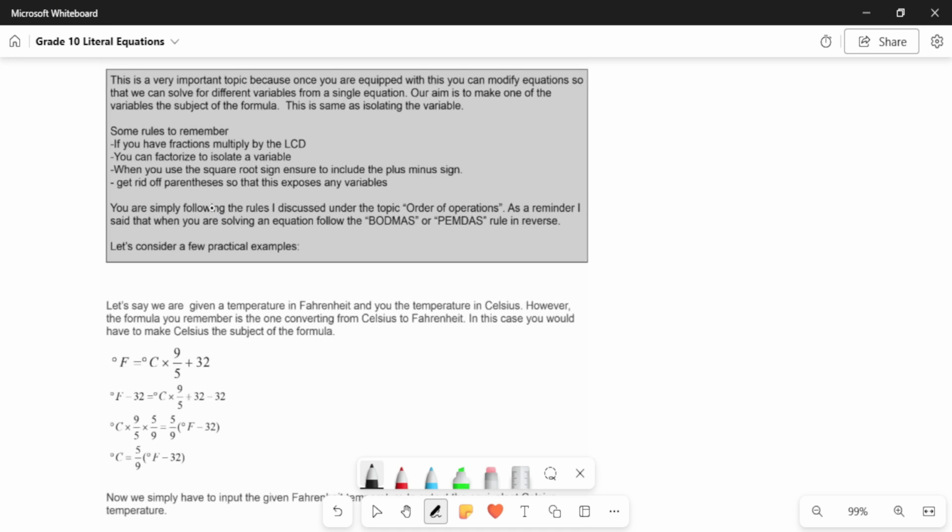Right, the next one. You can factorize to isolate a variable. So what would that mean? Let's say that we have v minus uv is equal to ab, and they say solve for v. They're saying solve for v and v is in two terms. In order for me to isolate the v, I need to factorize it. I need to take it out from this term and that term, since it's common to both terms. So now it'll be v times 1 minus u is equal to ab. That's where the factorization rule comes in. So therefore v is equal to ab over 1 minus u.